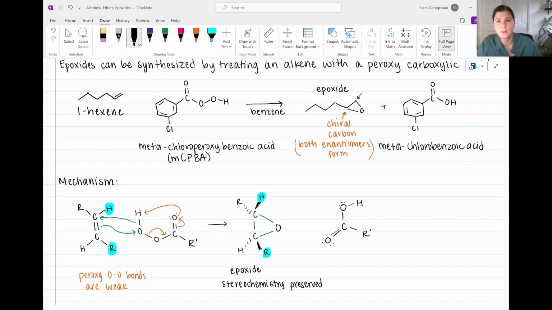Preserved. This is very similar to Diels-Alder when we had double bonds and then they became single bonds. We traced where substituents on the double bond end up as substituents in sp3 carbons in the product. So same sort of idea is happening here. So we have our epoxide with stereochemistry preserved, and then carboxylic acid.